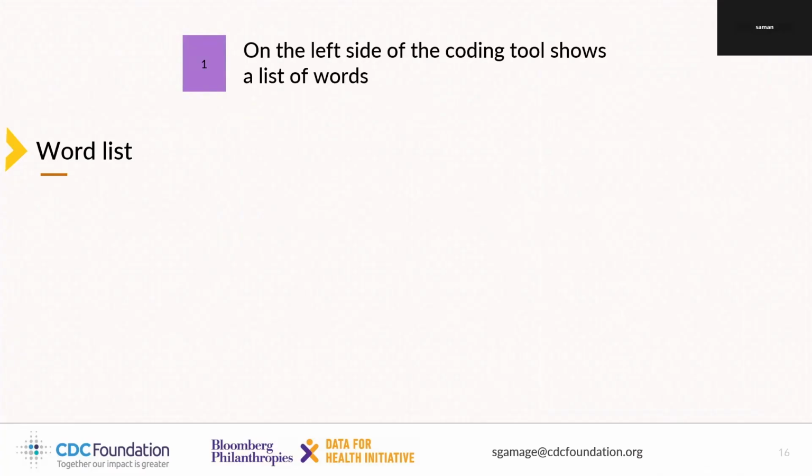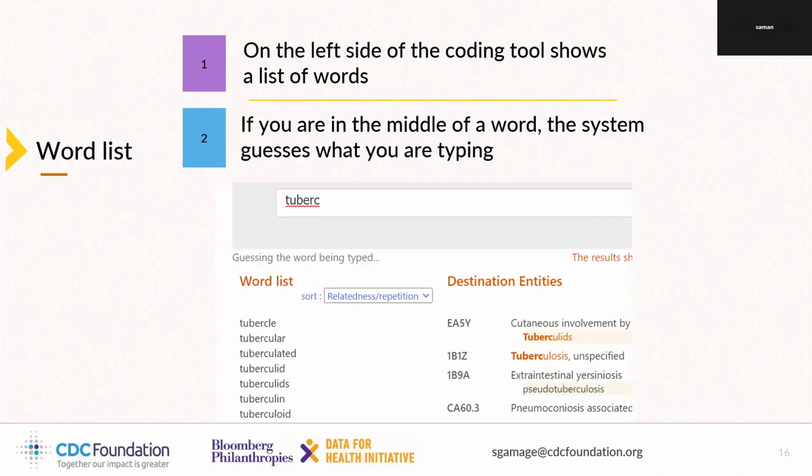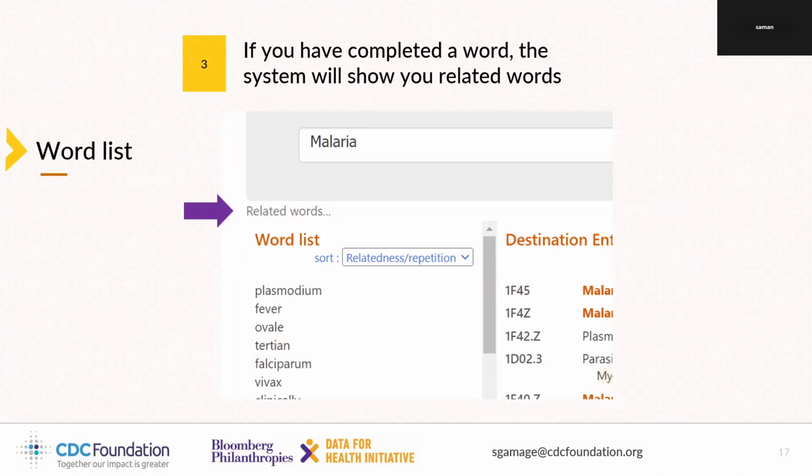On the left side, the coding tool shows a list of words. If you are in the middle of a word, the system guesses what you are typing. You can see the coding tool guessing the word being typed, and the guessed words appear under the word list. If you have completed the word, the system will show you related words. So you have completed typing malaria, and then related words appear in the word list. You can see some related words to malaria: plasmodium, fever, ovale, tertium, falciparum, vivax. They are all related to malaria.